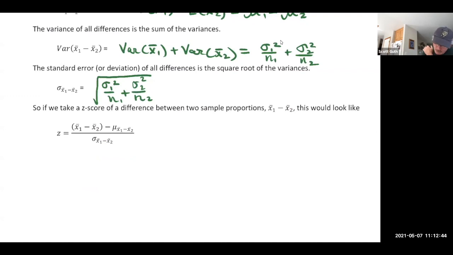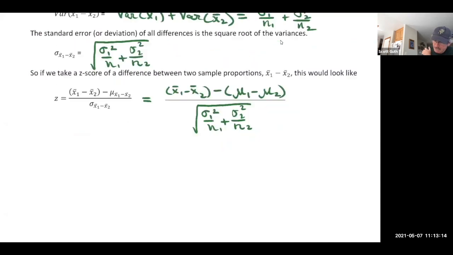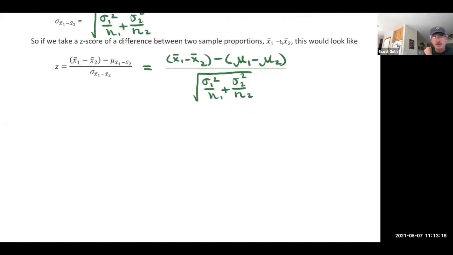Okay. So the z-score takes the statistic, which is x bar 1 minus x bar 2. It subtracts the mean. The mean of differences is the difference of the means, mu1 minus mu2, over the standard error, which we figured out up above. Like that. And it says z, which stands for the normal distribution, and I'll say this is normal.